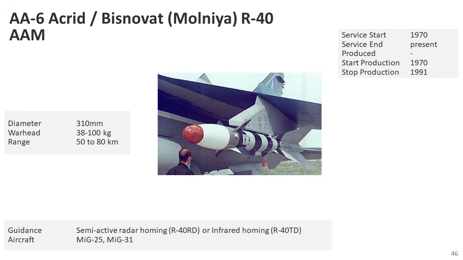The R-40, or NATO reporting name AA-6 Acrid, is a long-range air-to-air missile developed between 1960 and 1969 specifically for the MiG-25P interceptor, but can also be carried by the later MiG-31. It is the largest air-to-air missile in the world to ever go into production.